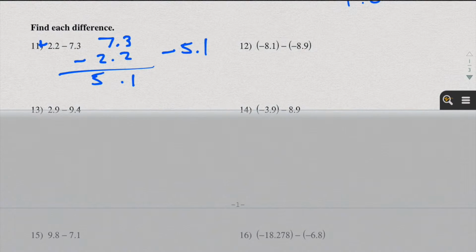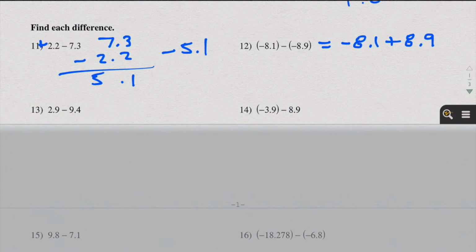Okay, number 12. Negative 8.1 minus negative 8.9. So what we want to do on this is rewrite that so we don't have two signs next to each other. So we end up getting negative 8.1. A minus and a minus is a positive 8.9.